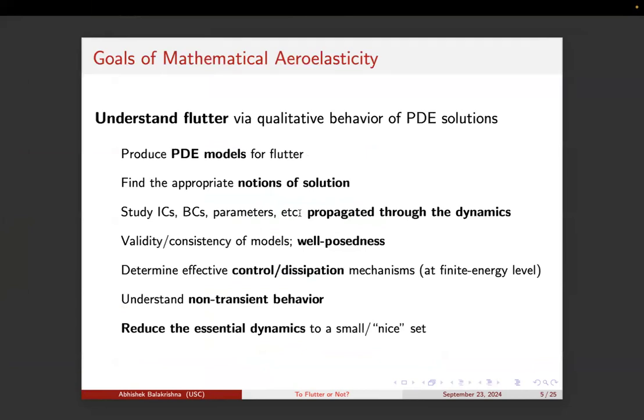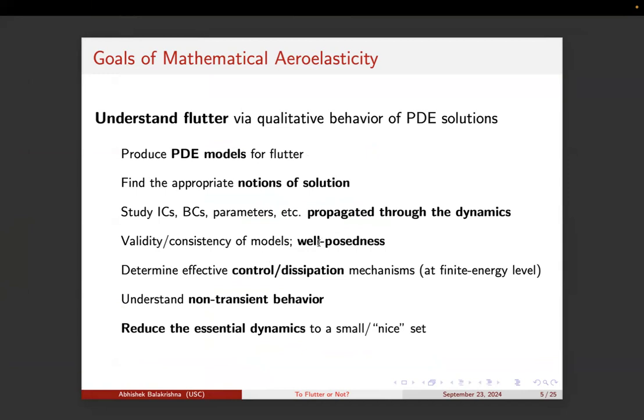So when engineers and mathematicians started looking into this, they wanted to model this, right? So what kind of questions and answers are we interested in? The first four points here are essentially about modeling. You want to come up with a good PDE model with good notions of solutions, and then decide what kind of initial and boundary conditions we want for the flutter model.